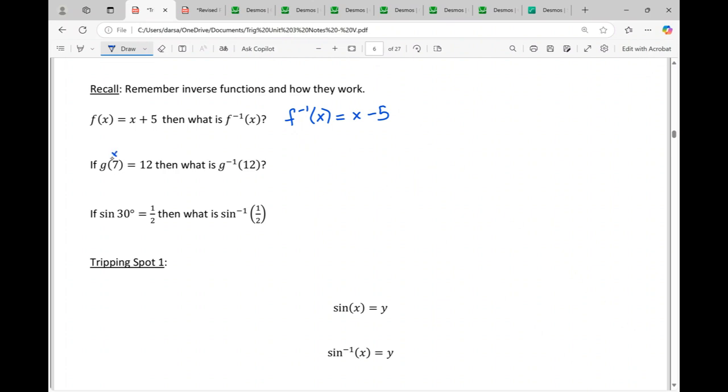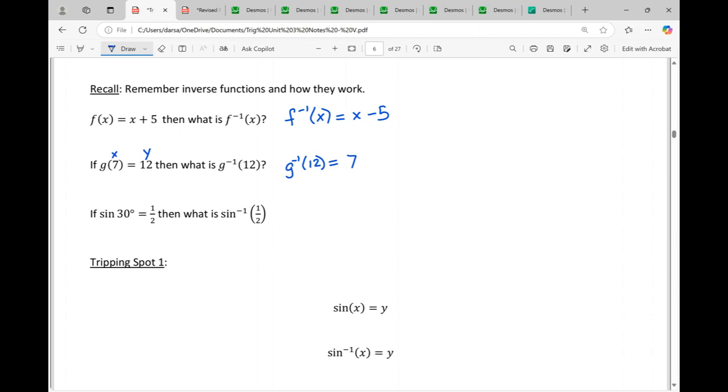So if I plug in an x of 7 into g and the answer y that comes out is 12, what does g inverse do? Well, g inverse of 12, that y, when I plug it into the inverse, the answer that is supposed to come out is 7. Okay, switch the x's and y's.